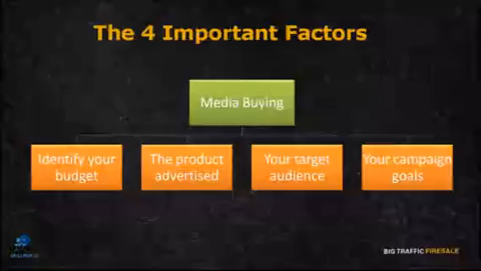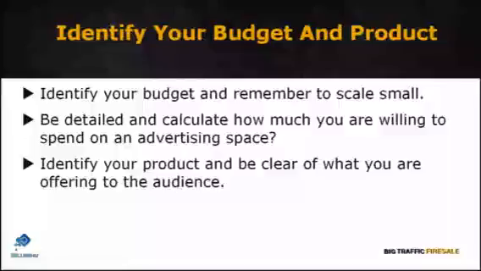When you generate traffic through buying media, there are 4 important factors to consider. Identify your budget, the product being advertised, your target audience, your campaign goals. Let's go through each component one by one. Firstly is to identify your budget. If you've just started out with your business, it's better to scale small to ensure that you do not go over budget. Be detailed and calculate how much you're willing to spend on an advertising space, how long, and why.